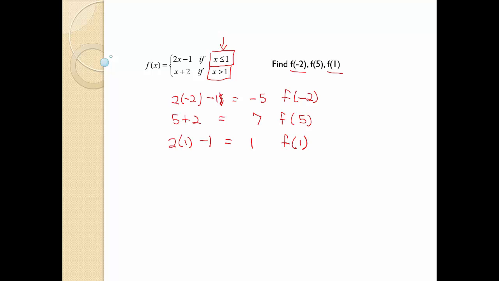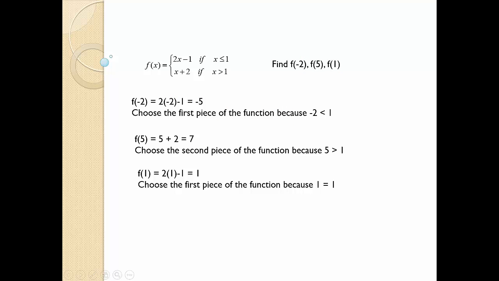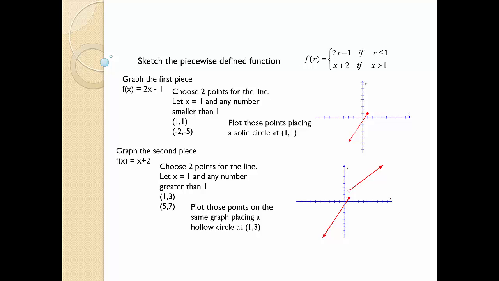All right? So again, you got two pieces. They define them for you here, and you just have to use the definition. Minus 2 is less than or equal to 1, so it uses the first piece. 1 is also less than or equal to 1, so it uses the first piece. But 5 was greater than 1, so it used the second piece. All right, so that spells that out there.